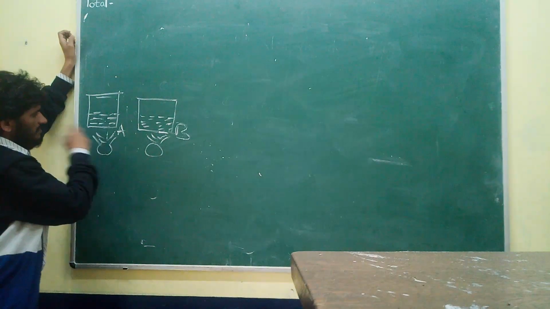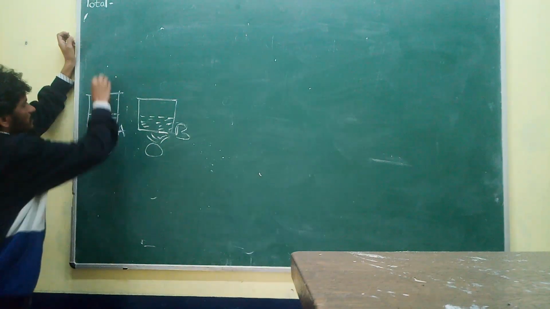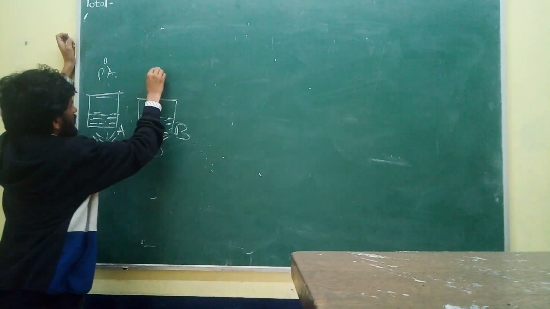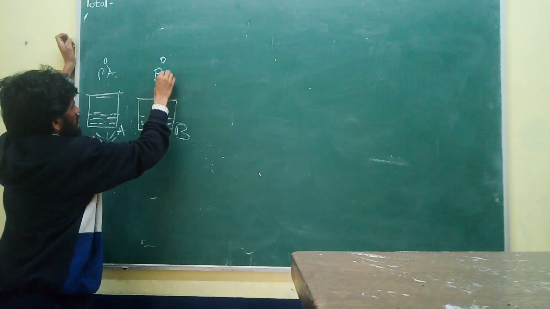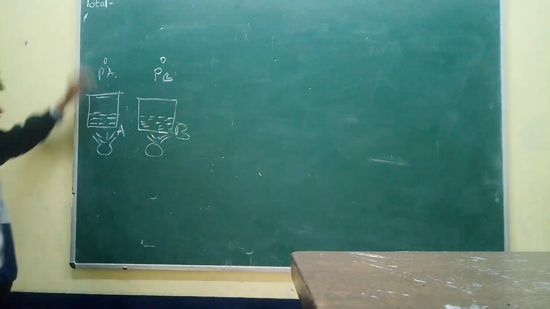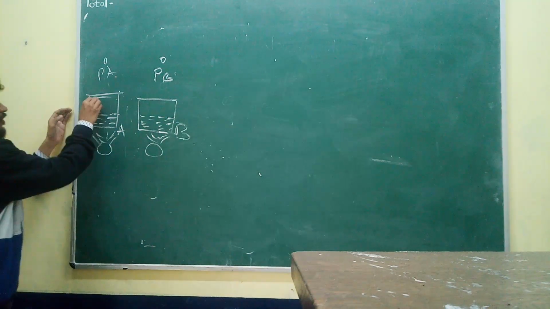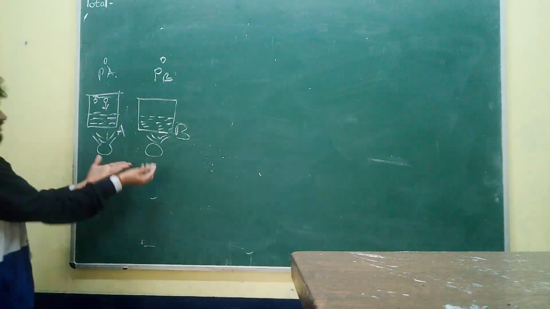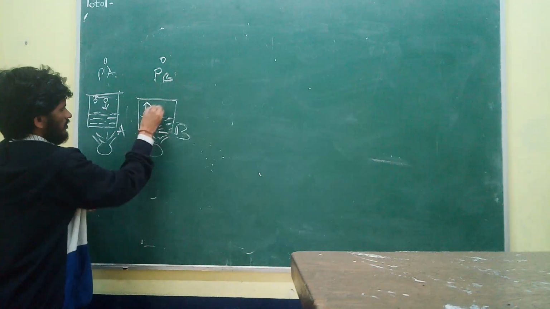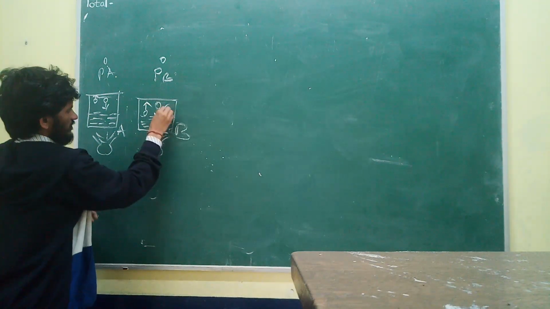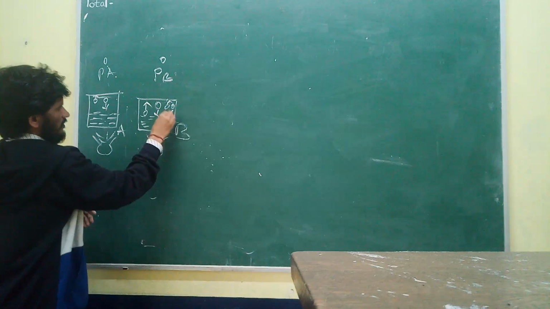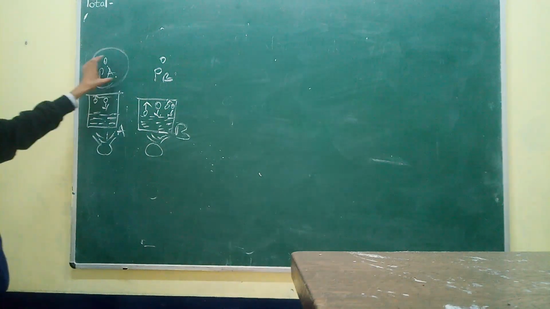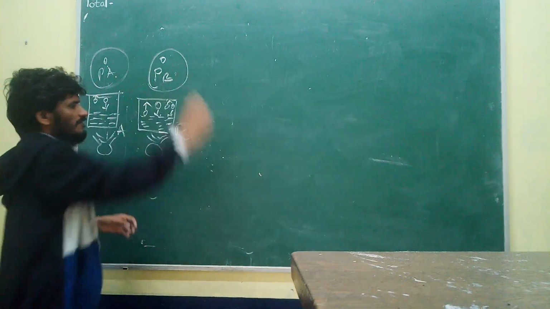Understand? For this pure solvent, the vapor pressure is P naught A. For this pure solvent, the vapor pressure is P naught B. Because when we heat, the particles go and come back and apply vapor pressure. Same phenomenon, the particles go and apply pressure on the surface of this liquid. So this is the pure solvent vapor pressure, and this is a different pure solvent vapor pressure.